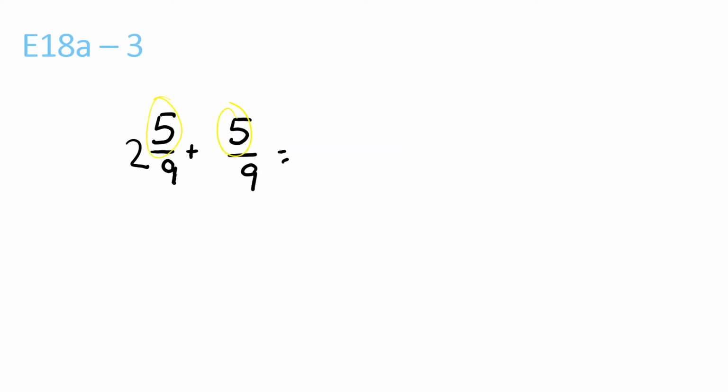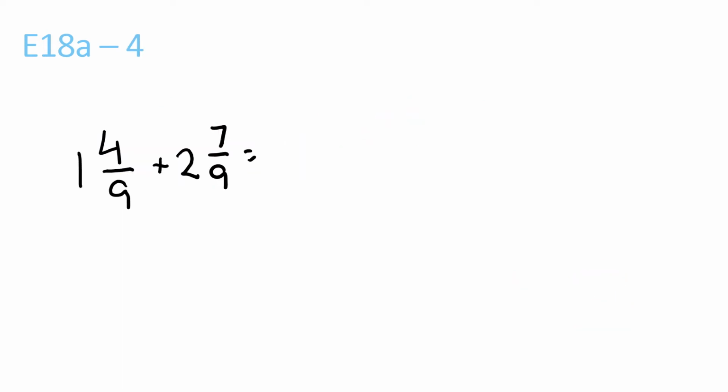5 plus 5 is 10. Bring the 2 over, there's nothing to plus it with, so it's 2 over 9, because the bottom one stays the same. Then 10 over 9 is equal to 1 and 1 over 9, because 9 goes into 10 once with a remainder of 1 over 9. So the answer, you'd get 1 and 1 over 9 plus 2, which is 3 and 1 over 9. 1 plus 2 is 3.